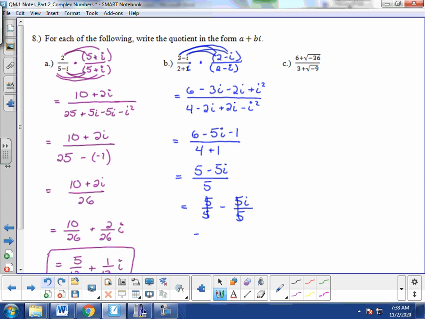So in order to simplify fractions that have imaginary or complex numbers in the denominator, we have to multiply by the conjugate of that complex number in the denominator, and then we can simplify that fraction to get it into standard form.